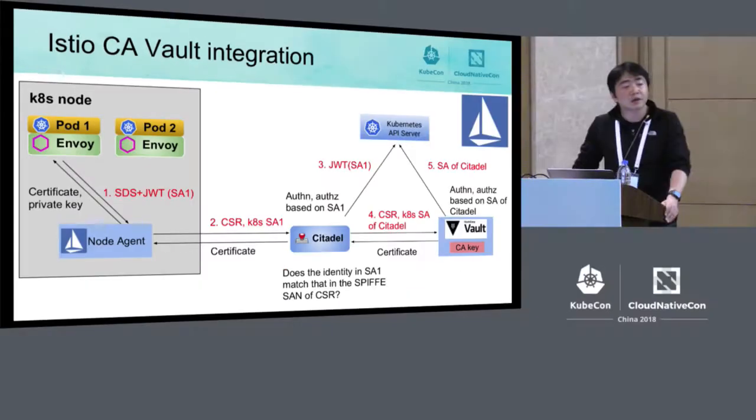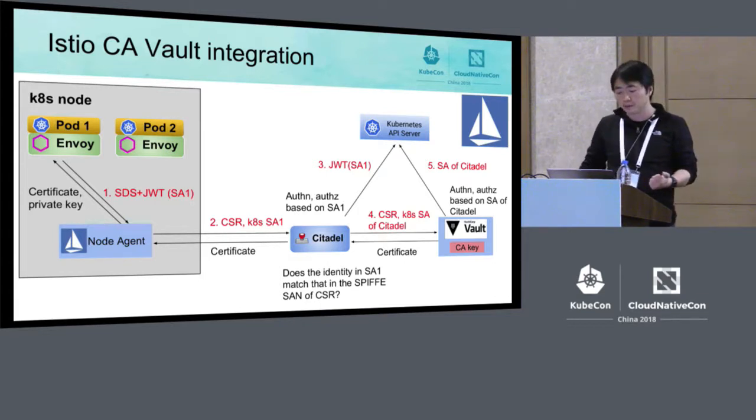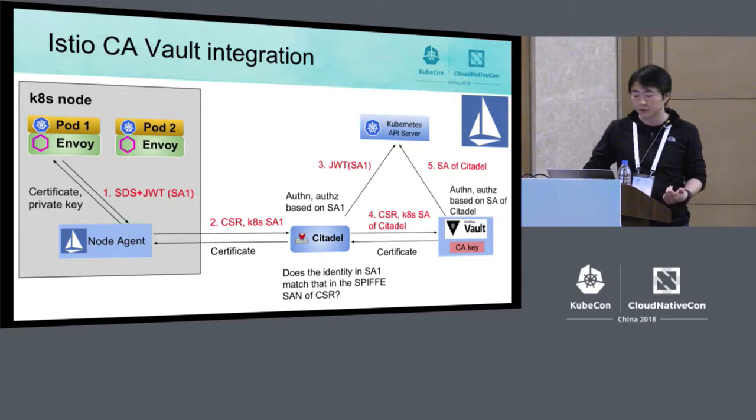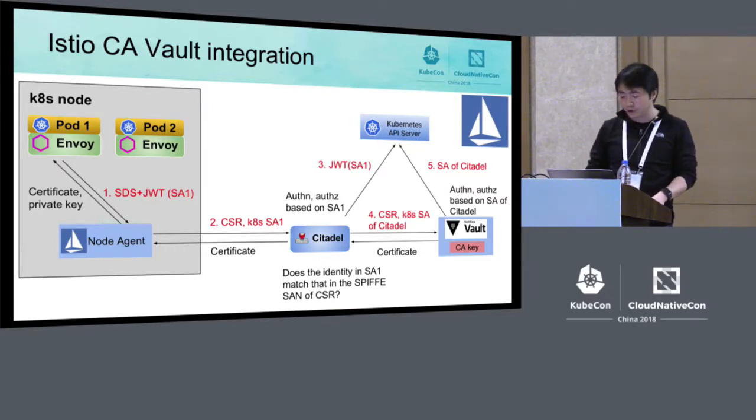So after the authentication and authorization at Citadel, Citadel will forward the certificate signing request and its own identity to Vault. So Vault will authenticate and authorize based on the service account of Citadel. So after the authentication and authorization pass, Vault will sign the certificate request and return the signed certificate back to the requester. So this is the flow.